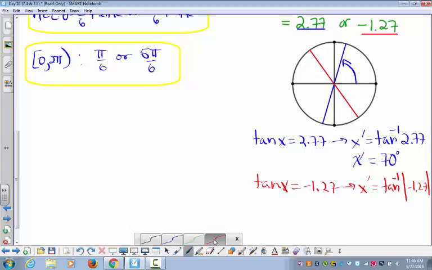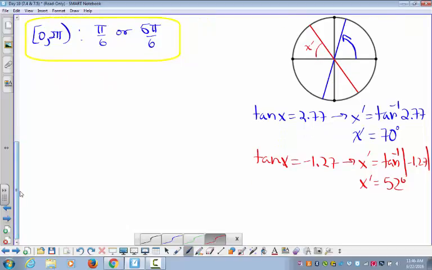positive 1.27. That gives us 51.8. I'm just going to round. Let's just keep this simple. We don't need decimals. There's too many other crazy things happening in this problem. Okay. That reference angle for the red group is right there. Right. So that's x prime for the red group of solutions.